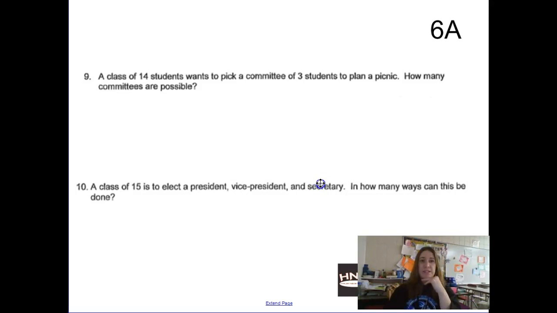I don't remember what I assigned on this worksheet, but 9 and 10 are really good questions for us to look at, whether they were assigned or not, because they're like what's on your test. So we have a class of 14 students, those are total, and we're going to pick a committee of 3 students. So committee is one of our keywords for what we call a combination. So, because order doesn't matter, if I select 3 kids and I rearrange the order in which I list them off, it doesn't give me a different committee.